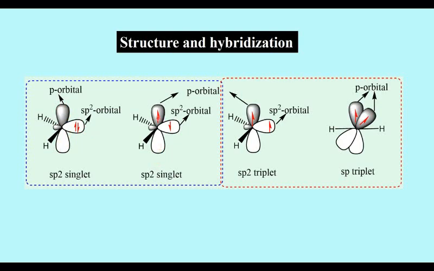Here is the sp2 triplet. Although the two orbitals are not degenerate, the electrons will go to separate orbitals. The two electrons will go to the two different orbitals. And here is the sp triplet. The two sp hybridized orbitals are bonded to hydrogen, and the two vacant p orbitals have one electron each.